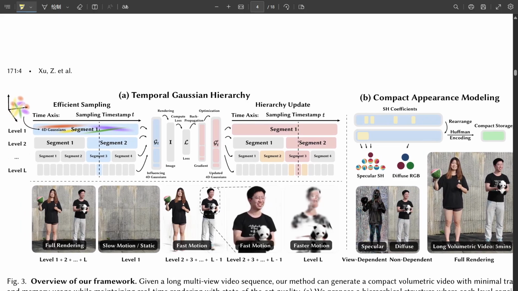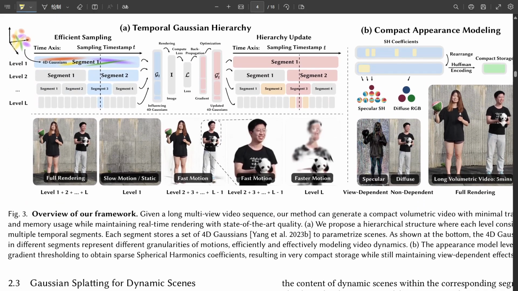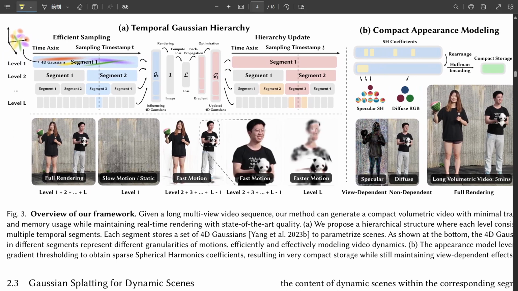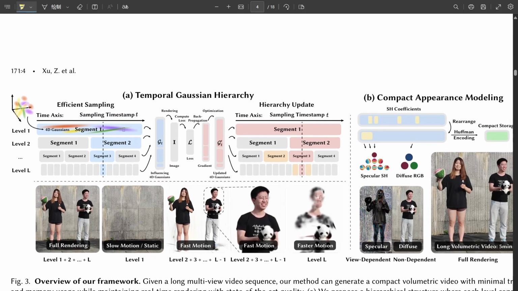Okay, so matte versus shiny. But how does that save space? Well, the compact appearance model can identify those diffuse Gaussians and store their information more efficiently. So it's like compressing the data without losing the quality. Precisely. It's like a really good zip file for your 3D scene. That's pretty neat. It is very clever.